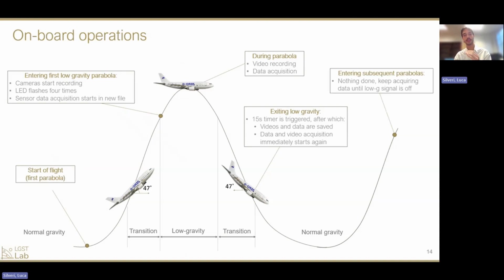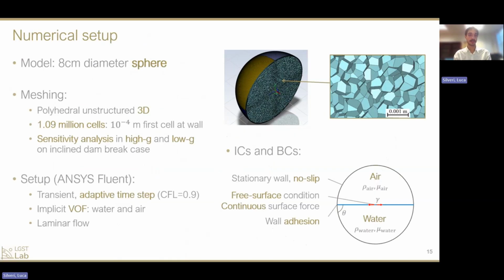And when we enter another parabola, nothing is done. The payload keeps acquiring data, and then when the parabola is left, so when the low gravity period is over, the 15-second timer is triggered, and then all the data are saved in separate files. This is done to safely save data after each parabola, but still be able to acquire data for the transitions between low and high gravity. So this was the experimental setup.